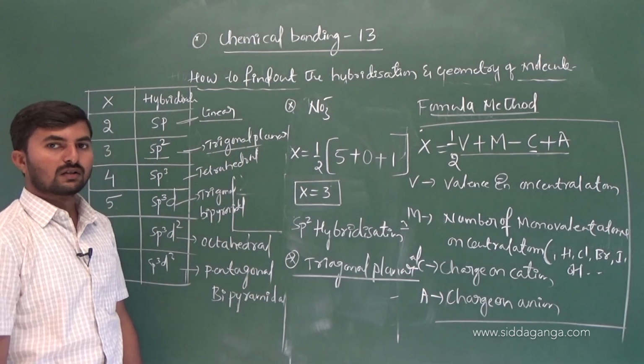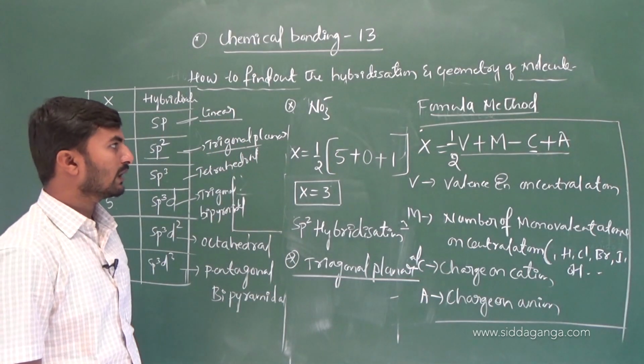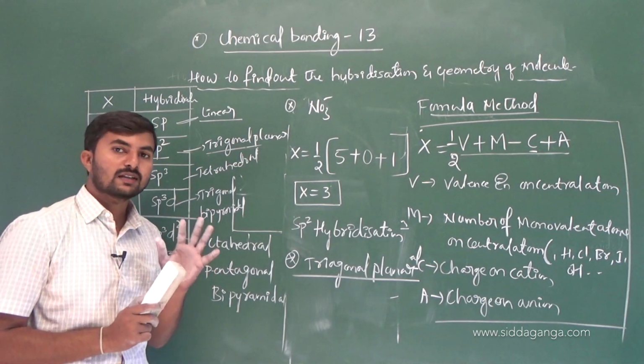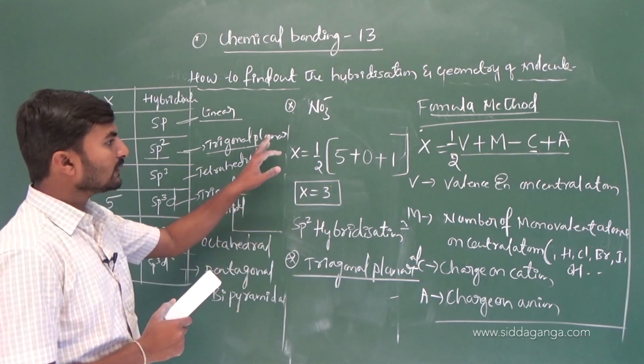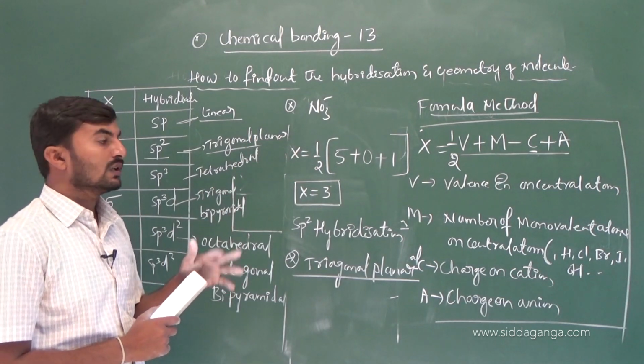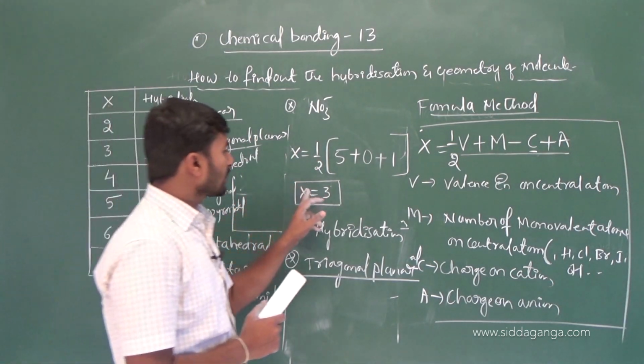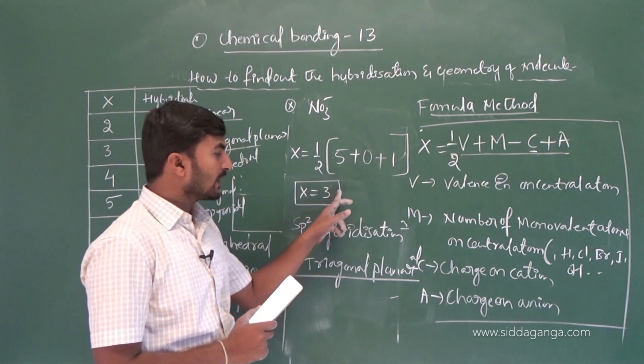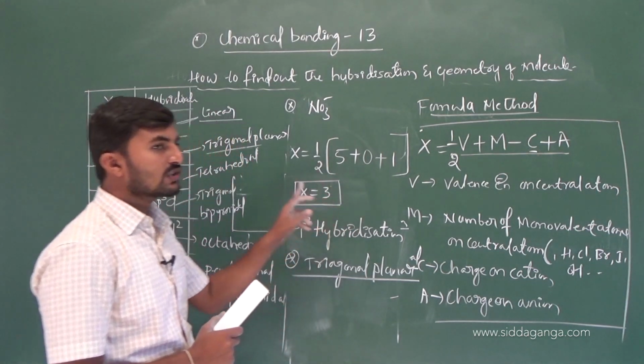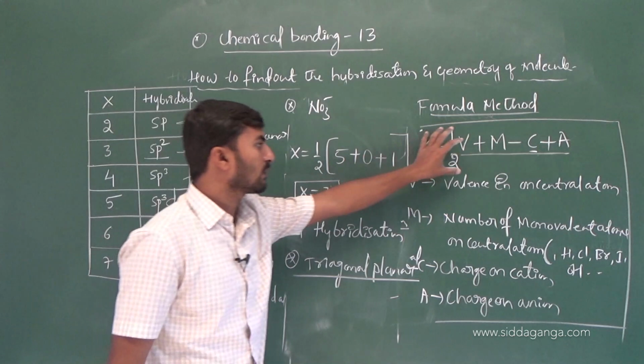Trigonal planar geometry. In this way, we can easily calculate the geometry of the molecule by knowing the value of x, that means by knowing the nature of hybridization using this formula.